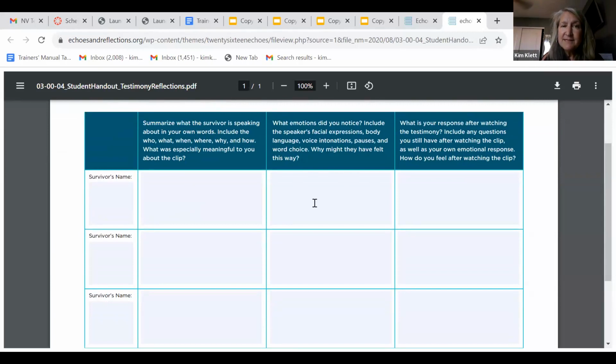And then here, I love this column because they can talk about body language, the inflections, the pauses, right? That can say so much, like how she ended that second one with "so," you know, and just leaves it hanging. I think that's really important. And then here in the third column, they can either write questions that they had. My kids always had so many questions about the testimonies. They wanted to know more about the people and such. And they can also put down their feelings, you know, how they felt about what they listened to.